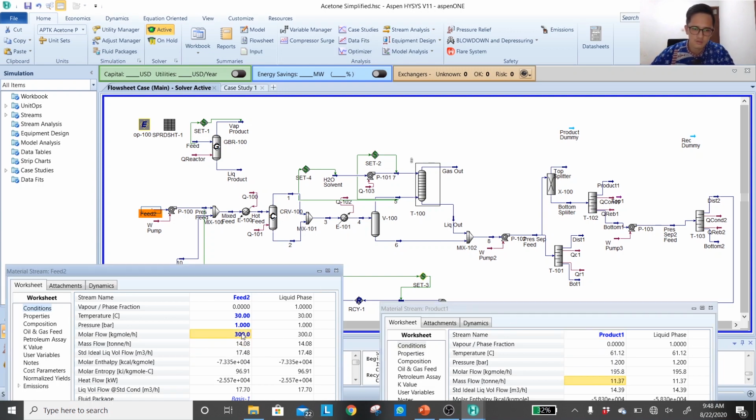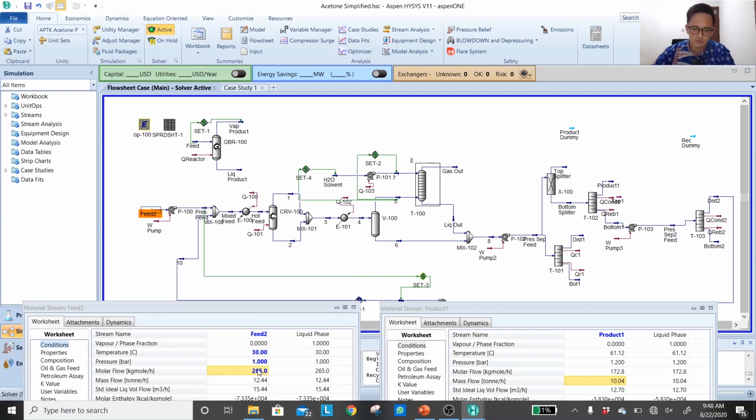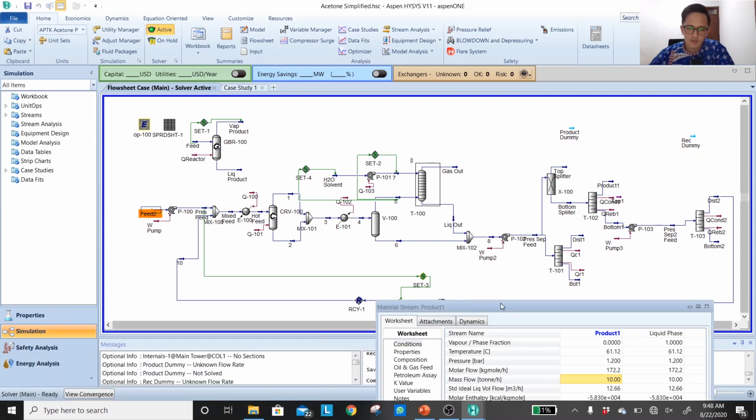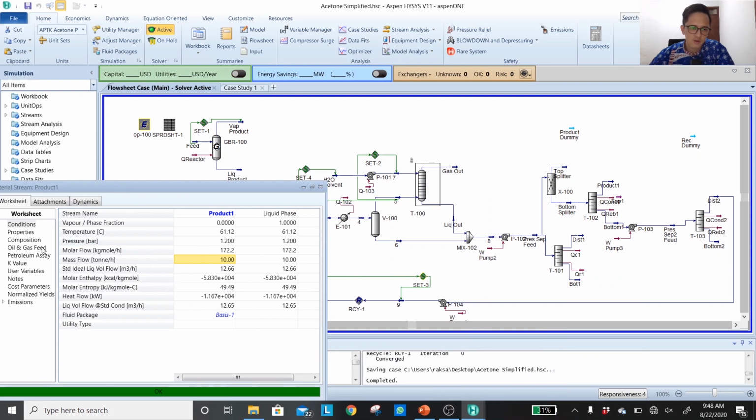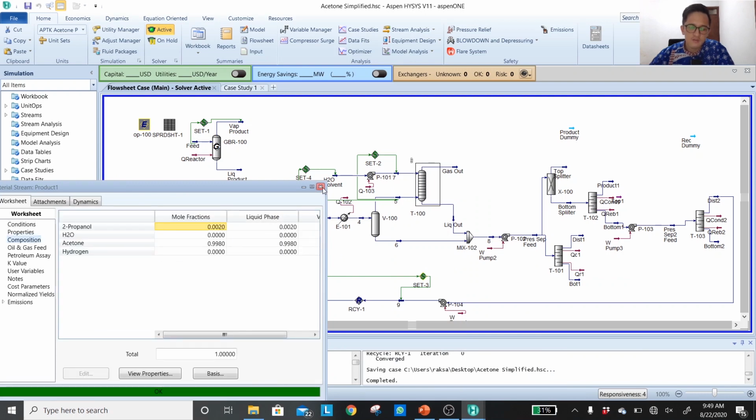Okay, getting there. 280. Getting there. 250. Okay, too small. 265. Okay, I guess that's quite good for now. 264. Yep, perfect. So I guess that will be it. We finished the heat and material balance. We get 10 ton per hour acetone at 99.8%.